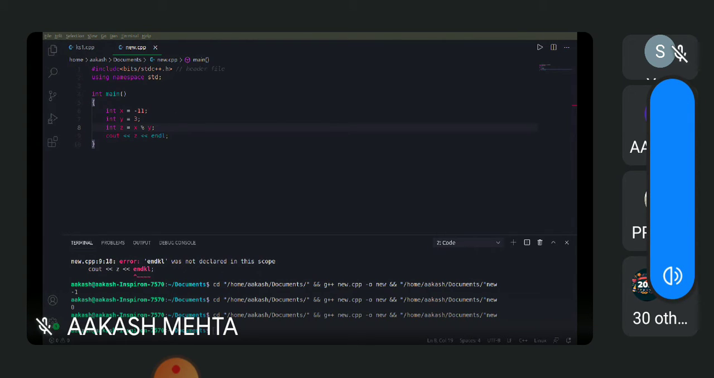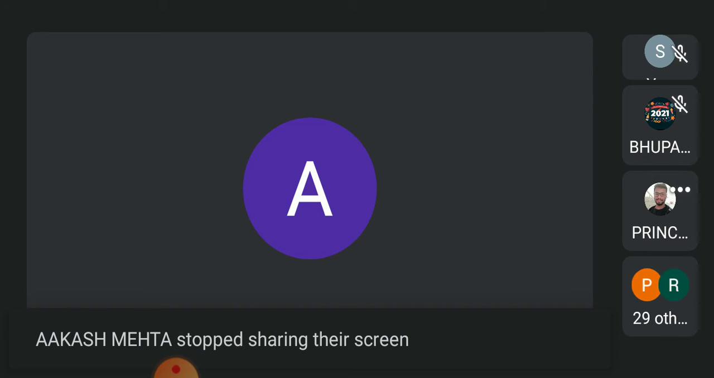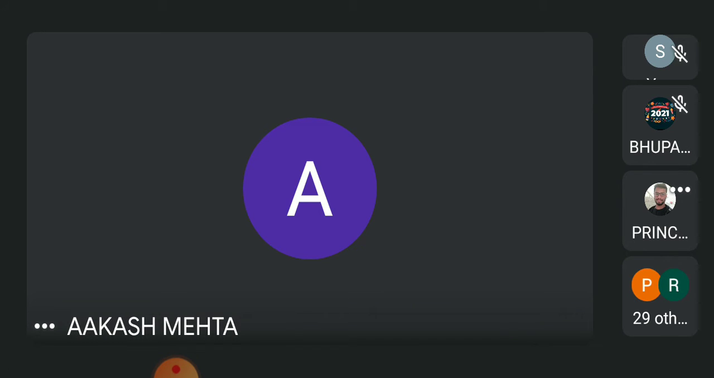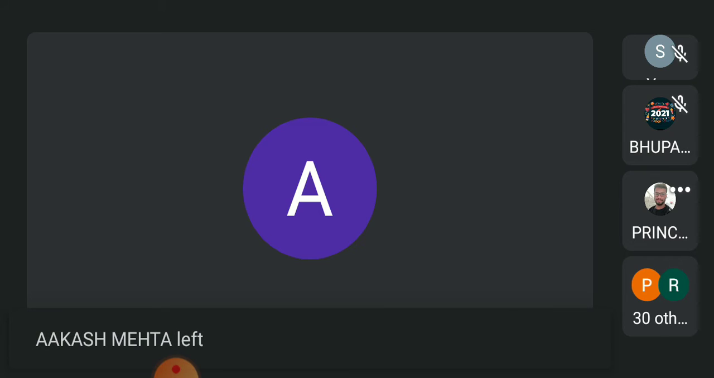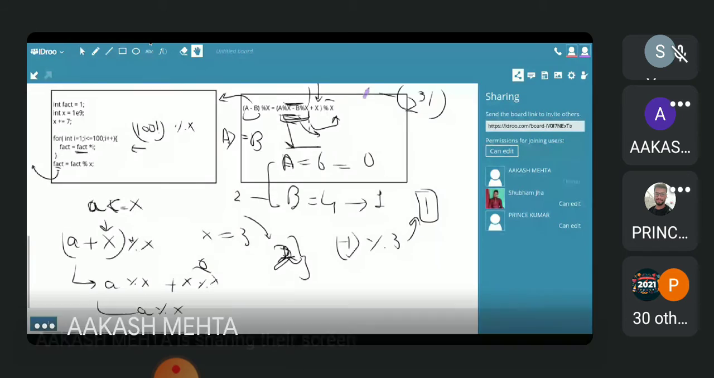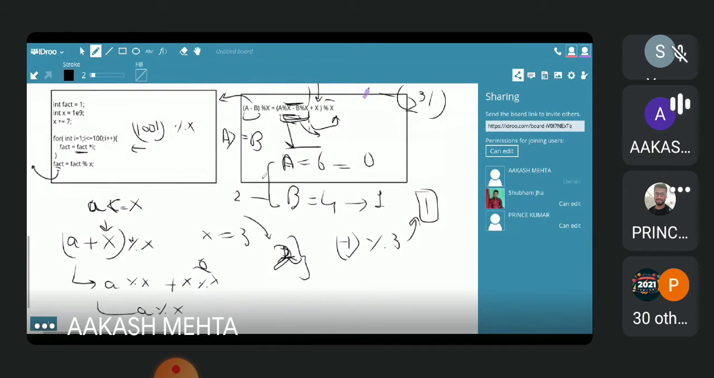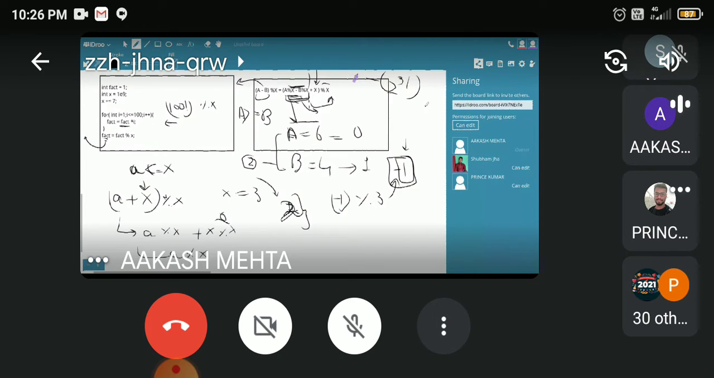Okay, so as we discussed, in this case, when we are negating a minus b, let's say a is 6 and b is 4, so the answer should be 2, because 2 modulo 3 should be 2, but the answer will come out to be minus 1 on your compiler. But it depends upon the compiler. It may give minus 1 or may give 1.